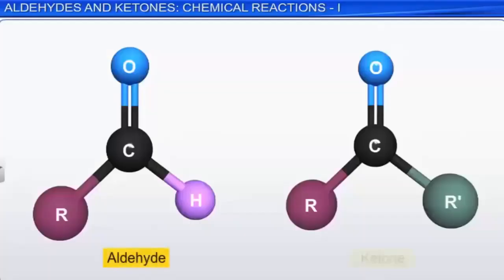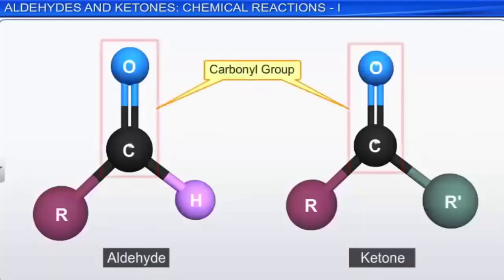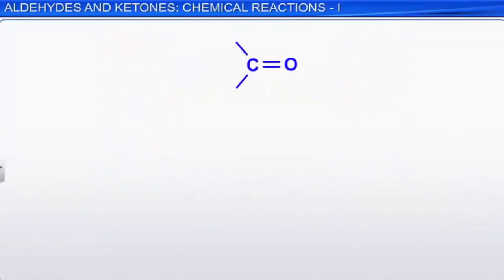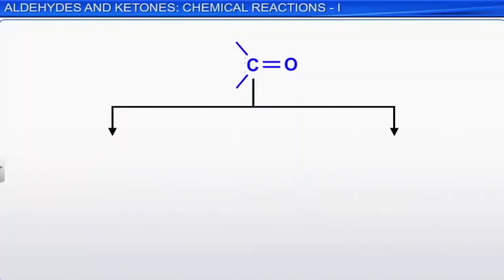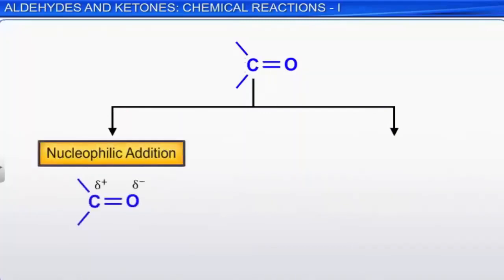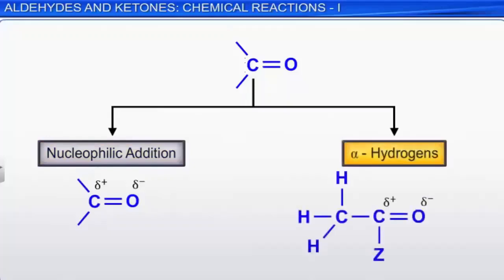As both aldehydes and ketones contain the carbonyl group, they resemble each other closely in most of their properties. The carbonyl group governs the chemistry of aldehydes and ketones in two ways: by providing a site for nucleophilic addition and by increasing the acidity of the hydrogen atoms attached to the alpha carbon. Both of these effects are due to the ability of oxygen to accommodate the negative charge.